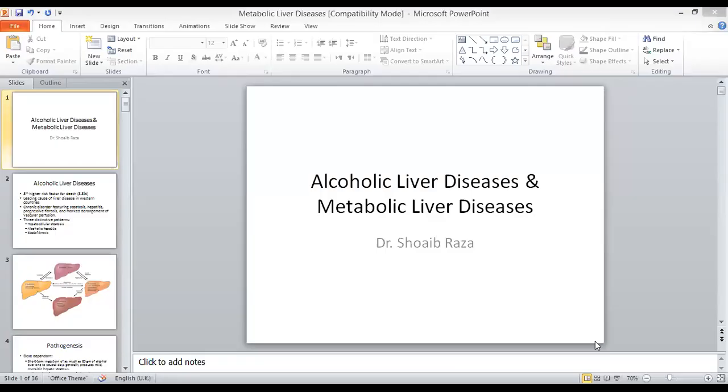Last time we discussed non-infectious hepatitis, and today we are going to cover two topics: alcoholic liver disease and non-alcoholic metabolic liver disease. Abnormal metabolism of copper, iron, and fats may induce a particular type of liver damage, and alcohol is one of the major leading causes. So this whole discussion will be presented in two sessions. The first session will cover alcoholic liver disease, and in the second we will discuss these metabolic disorders.